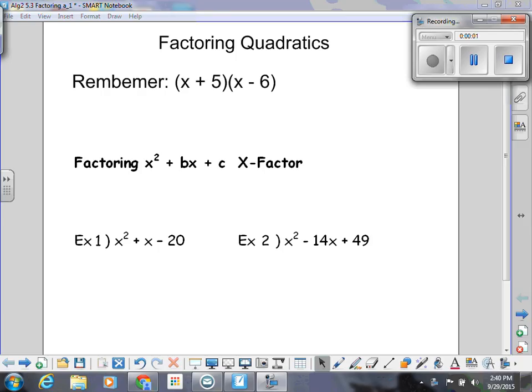Hello, let's talk about factoring quadratics. Factoring is the opposite of distributing. So I want to remind you about distributing and what we would do if I wanted to distribute this problem.